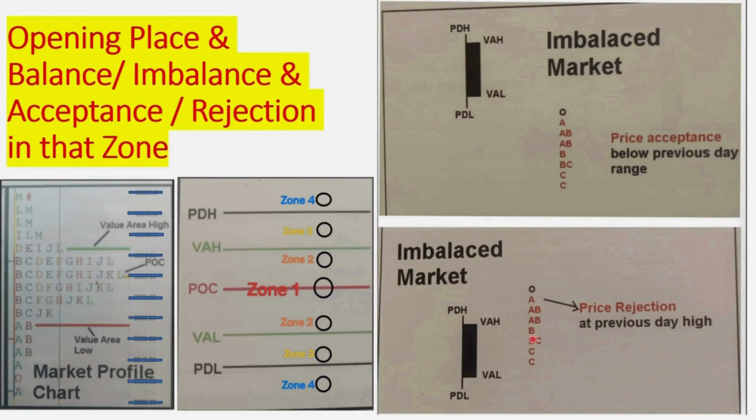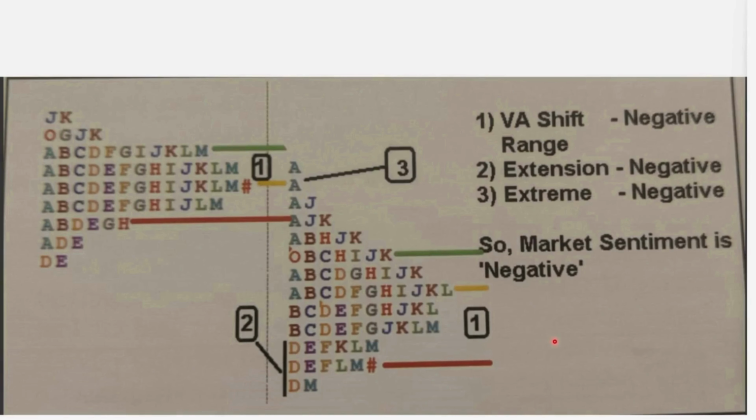Let's move on to the market sentiment analysis. To build market sentiment, before the pre-market session, we compare yesterday's profile with the day before yesterday's profile: value area shift, range extension and extreme. When we look into the value area shift, which is number 1, if yesterday's value area shifted downward compared to the day before yesterday, it indicates a negative sentiment.